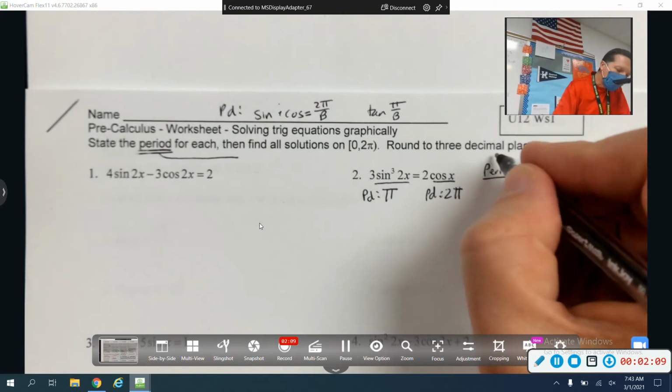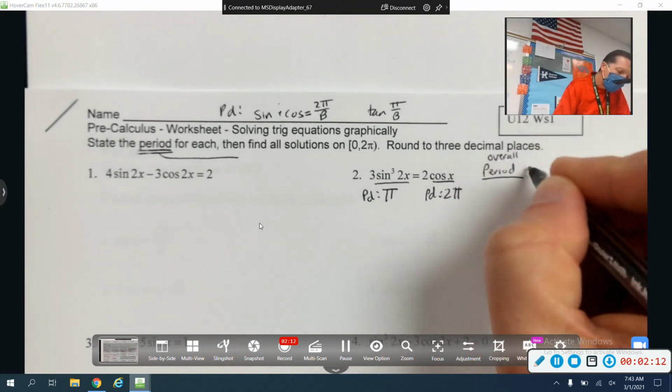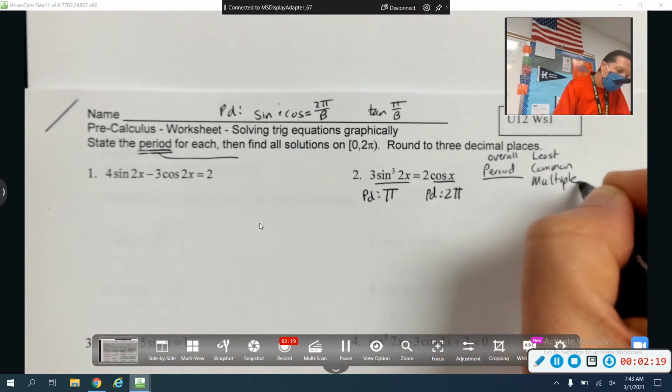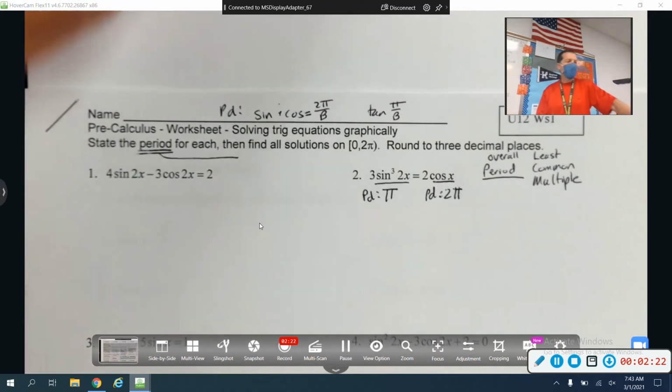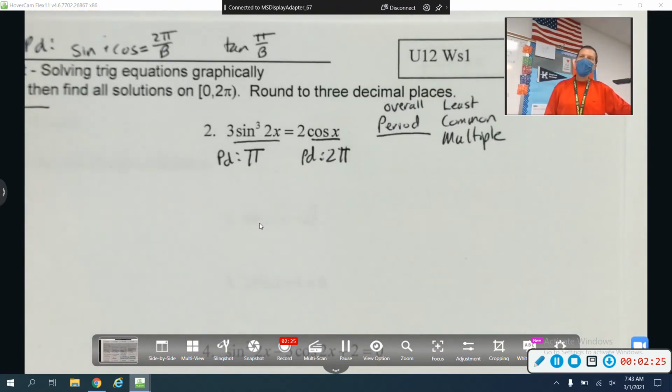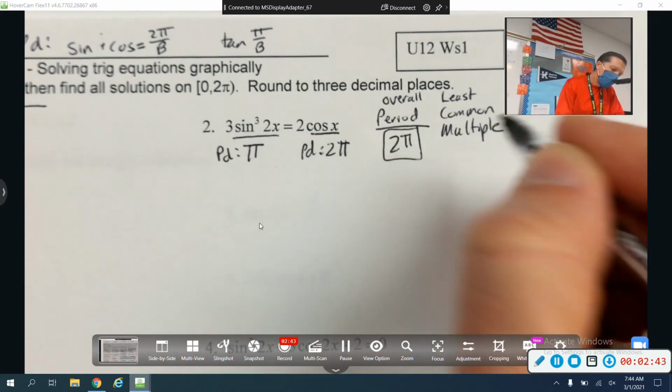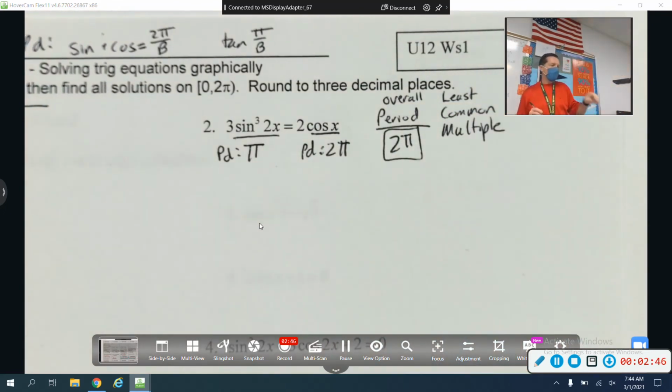Well, the overall period is the least common multiple of whatever period you've already got. So what's the least common multiple of pi and 2 pi? Not the greatest common factor. So it's not pi, it's 2 pi. It's the bigger one. Should have done warm-ups on least common multiple.